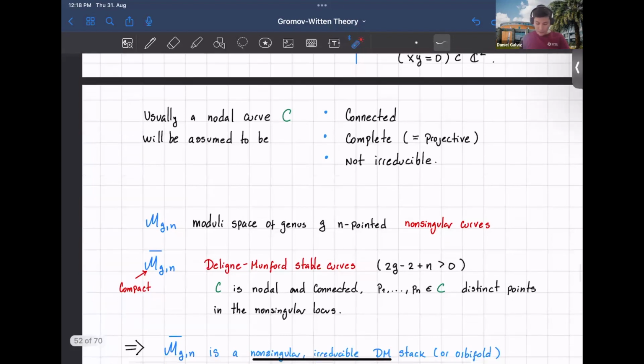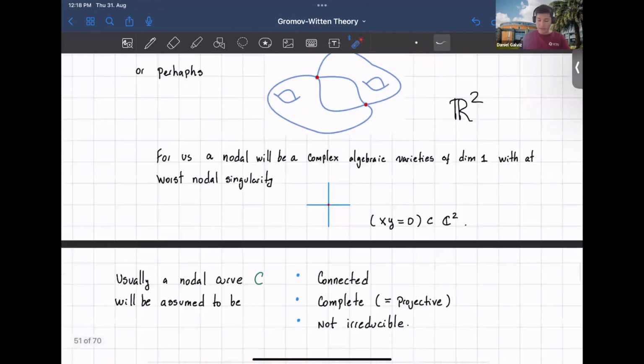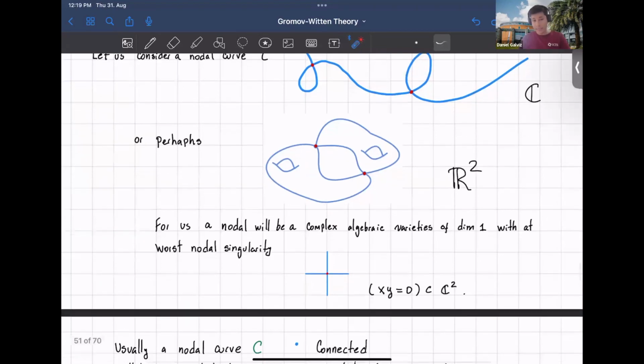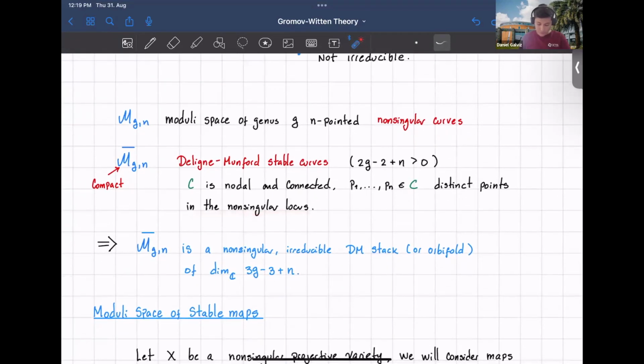Okay, so C is nodal and connected, with the same properties as we mentioned here. Then the p_i represent the positions of these marked points, from p_1 to p_n. These are distinct points. Each of them has to be different, and each of them has to be different from the nodal points. It cannot be at the singularity, it can be in any other position, but not the same position as the node. This goes to the singular locus.